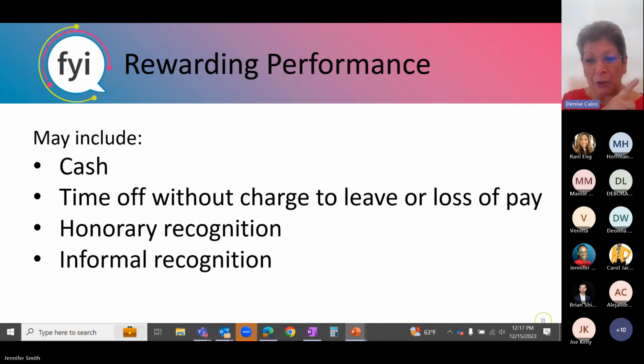Obviously, the first one, cash, is very important to all of us. None of us are working because we like to work. We're working because we like the cash. And that's very true of rewarding performance as well.